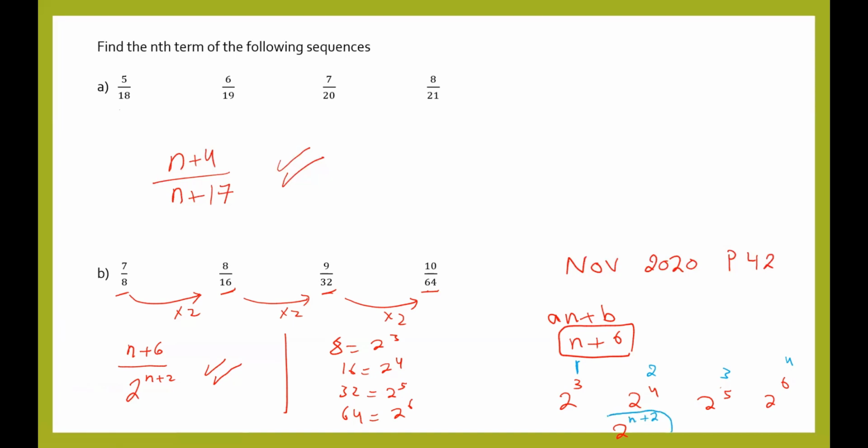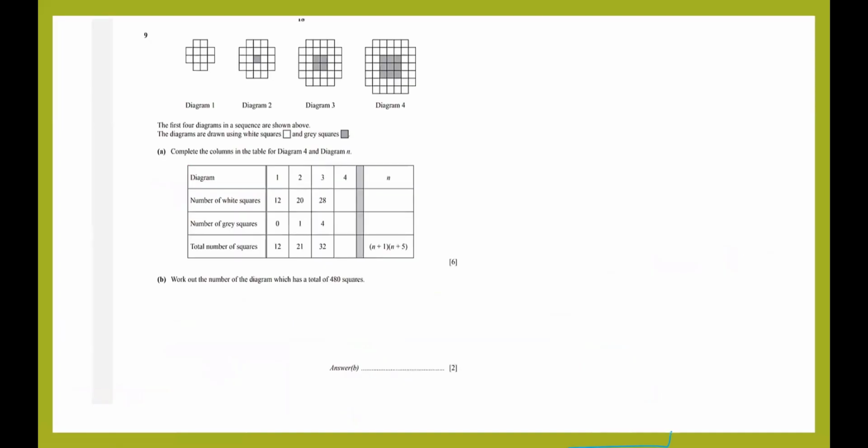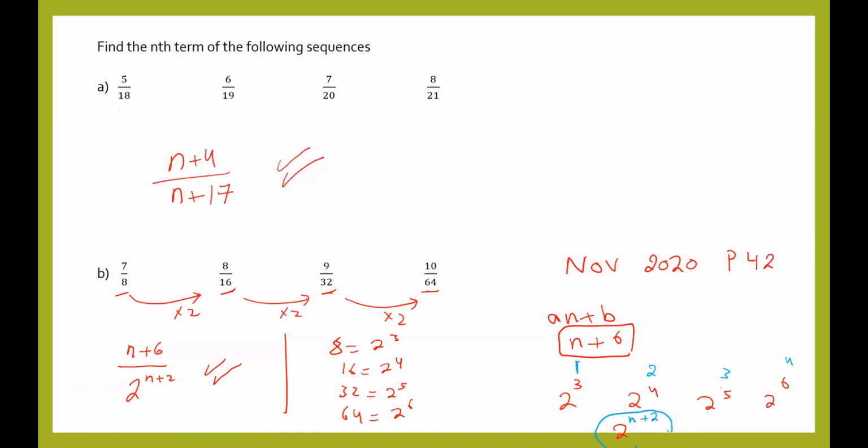So this can be another way to get the nth term for the denominators in a rational sequence. Now we're going to move to one question from the past papers, a complete question on sequences.